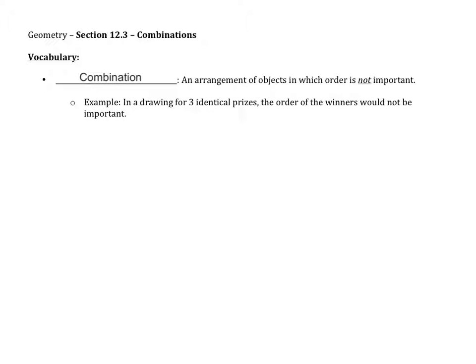So for example, when we did permutations, if we were rearranging the letters A, B, and C, A, B, C would be a different outcome than C, B, A. But for combinations, they would be the same. It doesn't matter what order they come in, it would give you the same outcome. So for example, a combination would be like in a drawing for 3 identical prizes, the order of the winners would not be important because no matter what order they were drawn, they would get the same prize no matter what. So that would be a combination as opposed to a permutation.